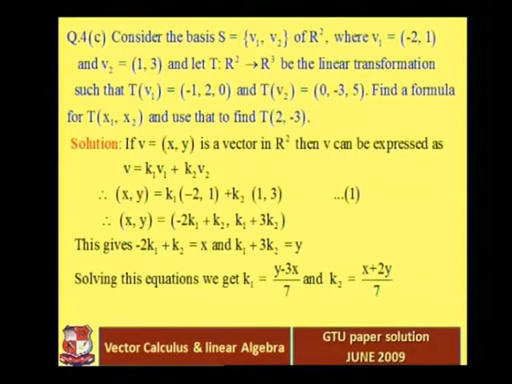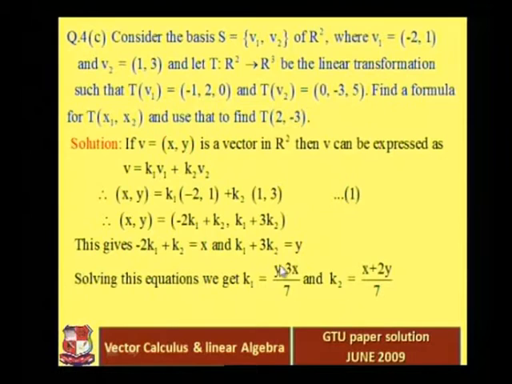Just write down the augmented matrix and convert it into a row echelon form. Using that row echelon form, we can easily find the values of the coefficients, like K1 and K2. But here we have just two equations, so we can easily find K1 and K2; we don't need to use the matrix method. Using the matrix method also we can find K1 and K2, but it's quite easy to solve directly. So K1 is equal to (y minus 3x) upon 7 and K2 is equal to (x plus 2y) upon 7.